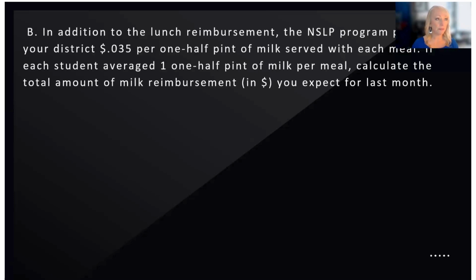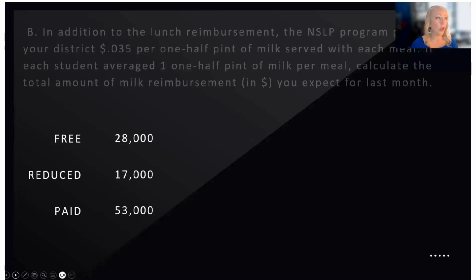Okay, so we need two things. We need to find the total amount of lunches served, and then we need to multiply it times the reimbursement. And here's our reimbursement. Now, in our previous problem, we listed out how many lunches we served.